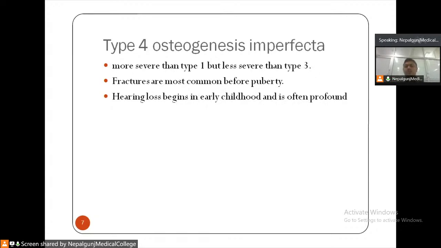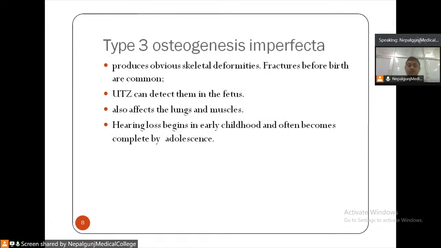Coming to type 4 osteogenesis imperfecta, it is more severe than type 1 but less severe than type 3. Type 3 is a severely deforming osteogenesis imperfecta, which has the autosomal recessive pattern of inheritance. In type 4, the fractures are most common before puberty, and gradually the incidence of fractures declines. Hearing loss begins early in childhood, similar to type 1 osteogenesis imperfecta.